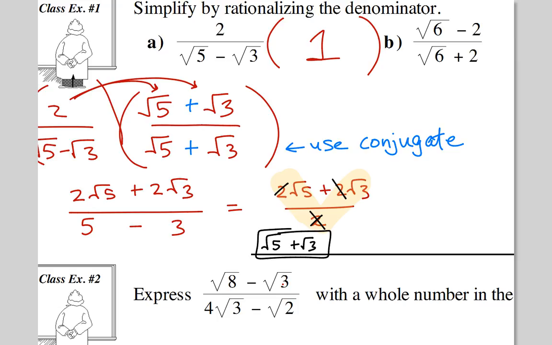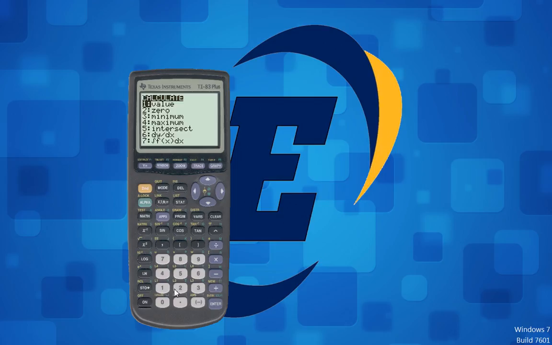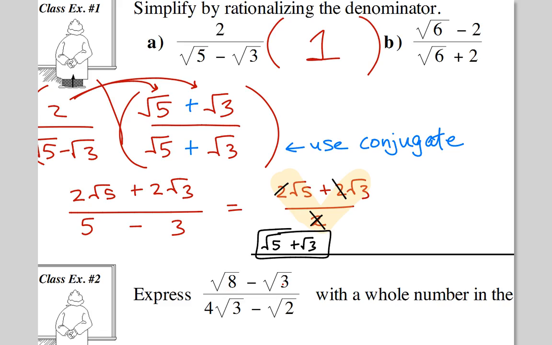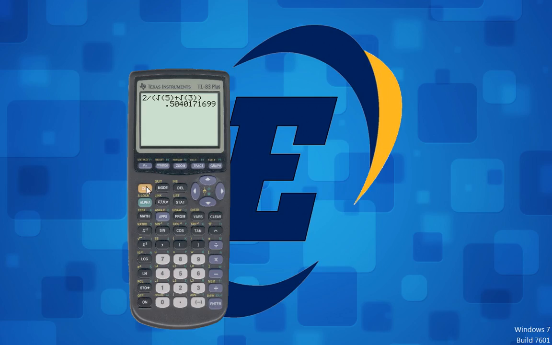And like always, you can double check with your calculator. So we had a 2 divided by, was it root 5 plus root 3? Oh, minus, my bad. You guys should have told me. Okay, minus. You see how I copy and pasted the last thing? Second, enter. For these older calculators, you can copy and paste the last line.